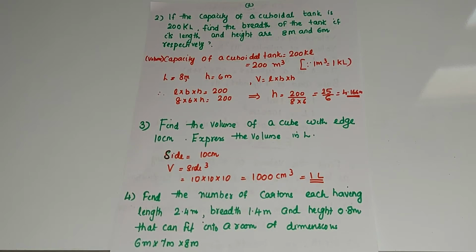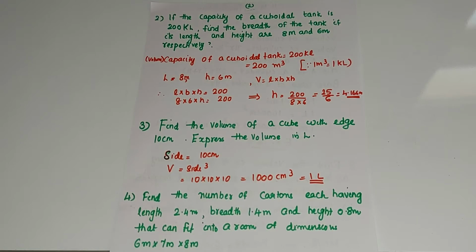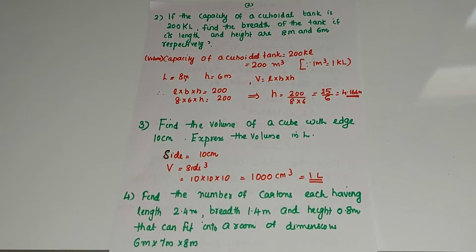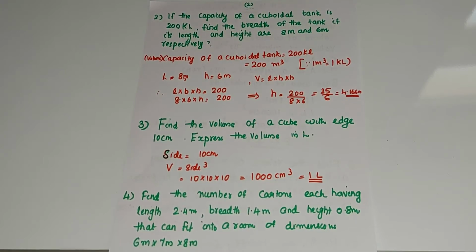So, here L equal to 8 meter, H is equal to 6 meter and V, the volume, is equal to L into B into H. So, you substitute the values. 200 equal to L into B into H. That means 8 into 6 into B is equal to 200. So B is equal to 200 by 8 into 6 is equal to 25 by 6 is equal to 4.166 meter. This is the breadth of this cuboidal tank. So in this question it is given in kiloliter, so you first convert into meter cube and substitute the values and solve. Then you will get B is equal to 4.166 meter.